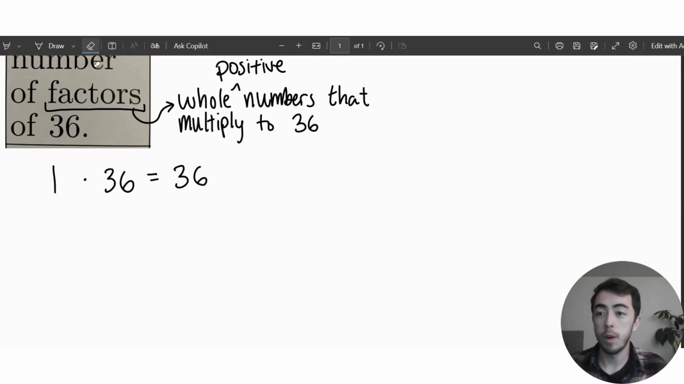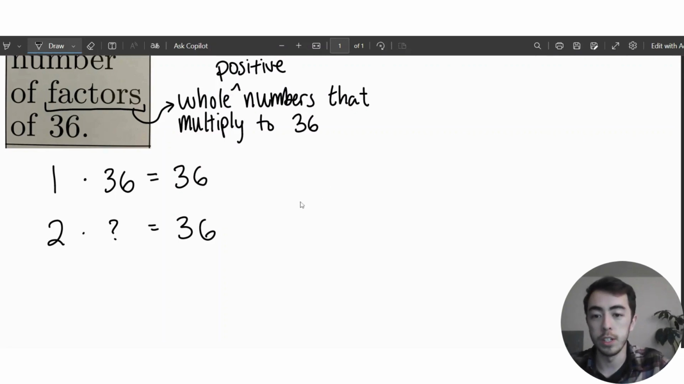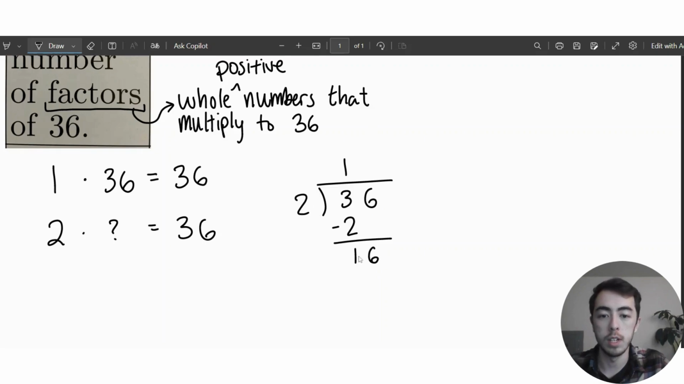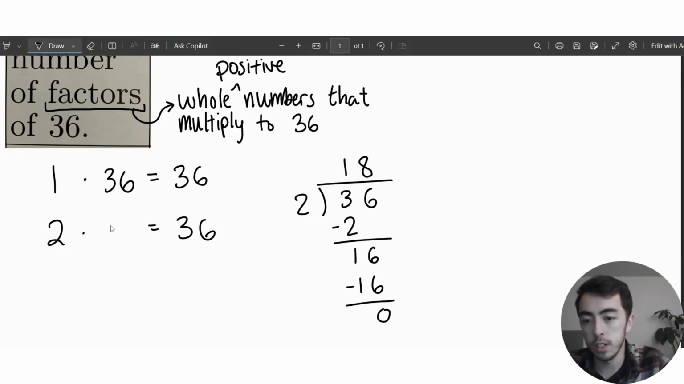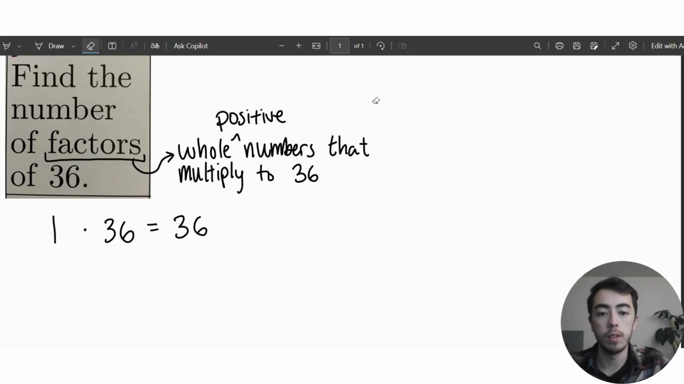And the next whole positive number to check is 2. Can I do 2 times something is 36? And I'll answer this with division. Maybe I'll use long division on this one. I'll ask myself how many times does 2 go into 3? It goes in once. I'll do that multiply and then the subtract step. I'll bring down the 6. And then I'll ask how many times does 2 go into 16? That's 8 times. And then just to complete it, I'll do that 8 times 2. Gets me a 16. My remainder is 0. So this demonstrates that 2 is a factor. And also by doing the division, I found that 18 is a factor as well.